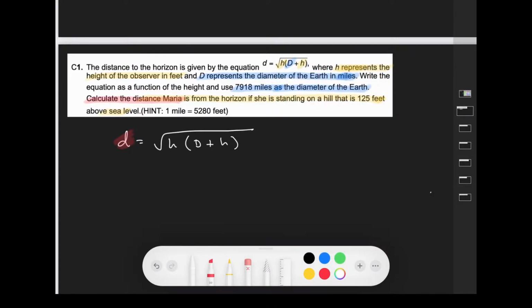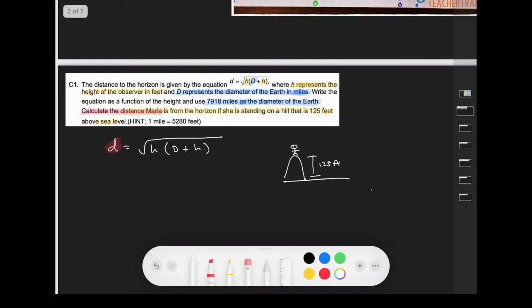So there is a hill, 125 feet, and there's Maria. And we're trying to find that distance to the horizon. When I think of the horizon, I just think of, oh, pretty sunset. Okay, there's the sun. Okay, so let's just use this formula. The h in this formula is her height. h represents the height of the observer in feet. Well, we have 125, so let's go ahead and put that in there.